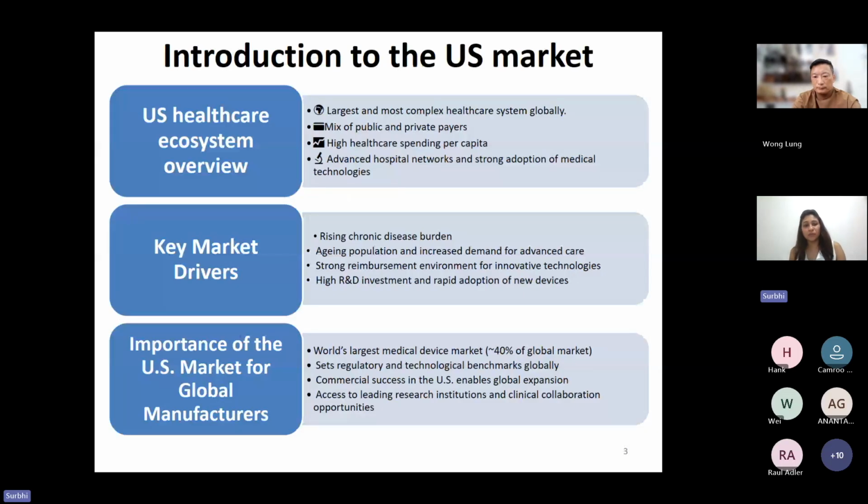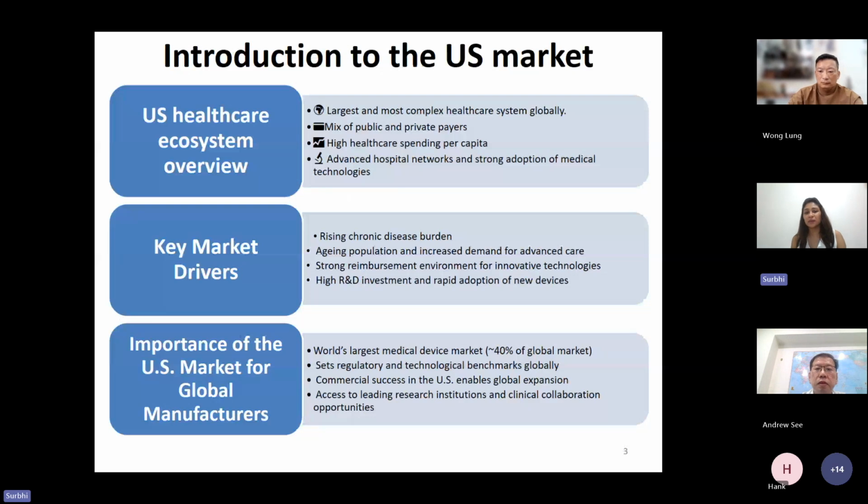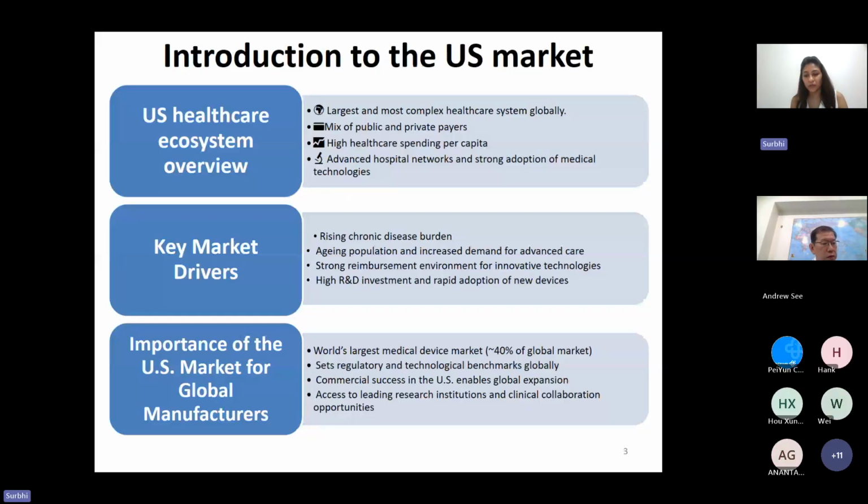So, a quick brief introduction to the US market. Basically, the US healthcare ecosystem is large and very complex. It is a mix of public and private payers, with high healthcare spending per capita. The government spends more for people of the US, and they also have advanced hospital technology and, of course, strong adoption of medical technologies. That's why the US healthcare ecosystem is very complex.